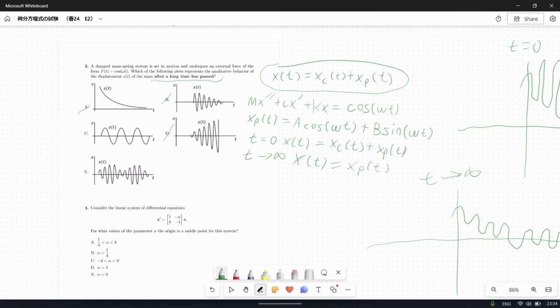And we know that the particular solution is this a cosine omega t plus b sine omega t thing. And if you were to graph that, generally speaking, that looks a little something like this. And so as a result, we know that the answer is going to be C, because the general solution behaves like this or like this after a super long time has passed. And so the answer to this question is going to be C.